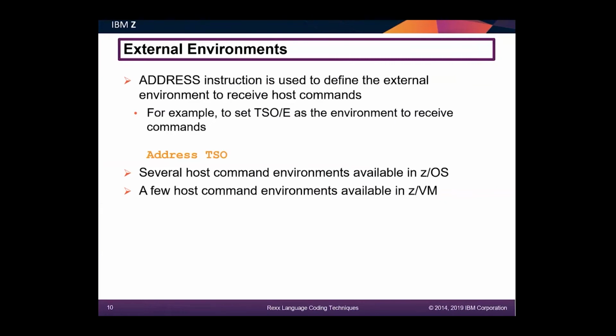So the first example of external environments is TSO. And the way we reach any external environment, if we want to issue any command outside of the Rexx environment, we use the address instruction or the address statement. And so the example here is if I wanted to issue a TSO command, I would say address TSO. And there are many host command environments available in ZOS. We'll list them here in a minute and give an example. And there's just a few that are really used in ZVM, and we'll give a few more examples of those.